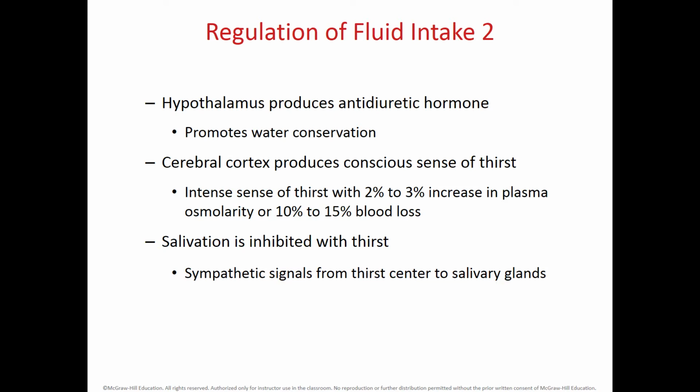Now, the hypothalamus also helps to maintain balance of fluids by producing this hormone that is called ADH, or antidiuretic hormone. Whenever you have loss of fluids, your hypothalamus will release this ADH, and this ADH will help to prevent water loss. So your kidneys will not excrete water.